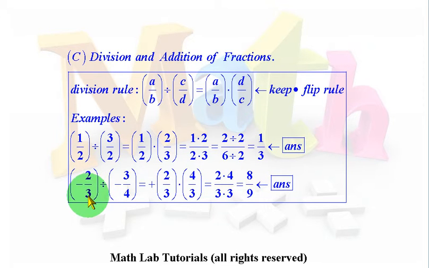Let's look at another one. Minus 2 over 3 divided by minus 3 over 4.